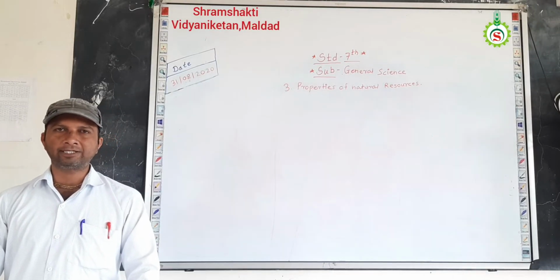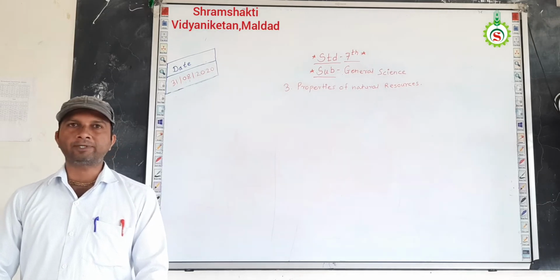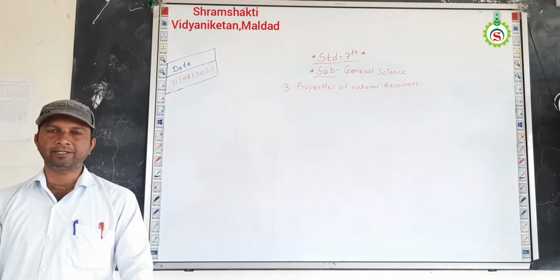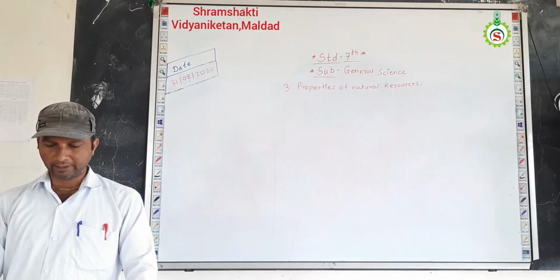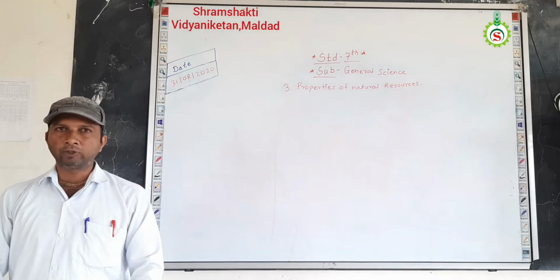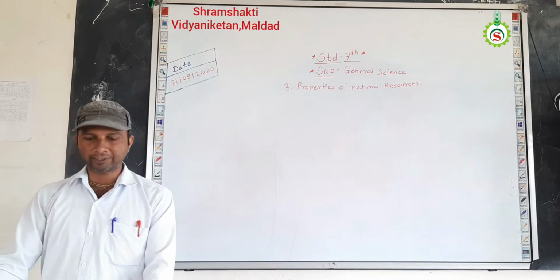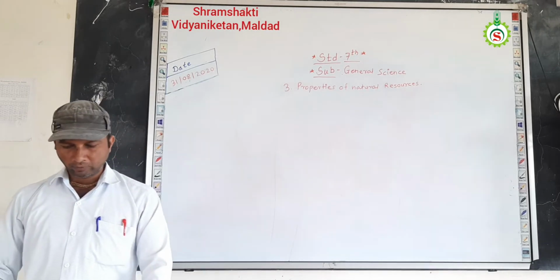During the last lecture, we completed the properties of the first natural resource, that is air. But before starting the properties of the next natural resource, that is water, 2 points remain and 2 questions are also there on page number 18. What is the question?